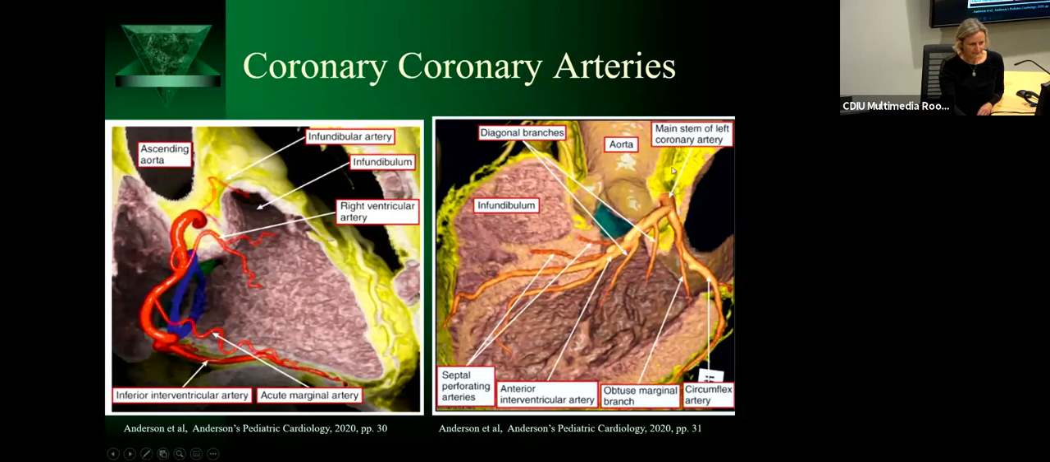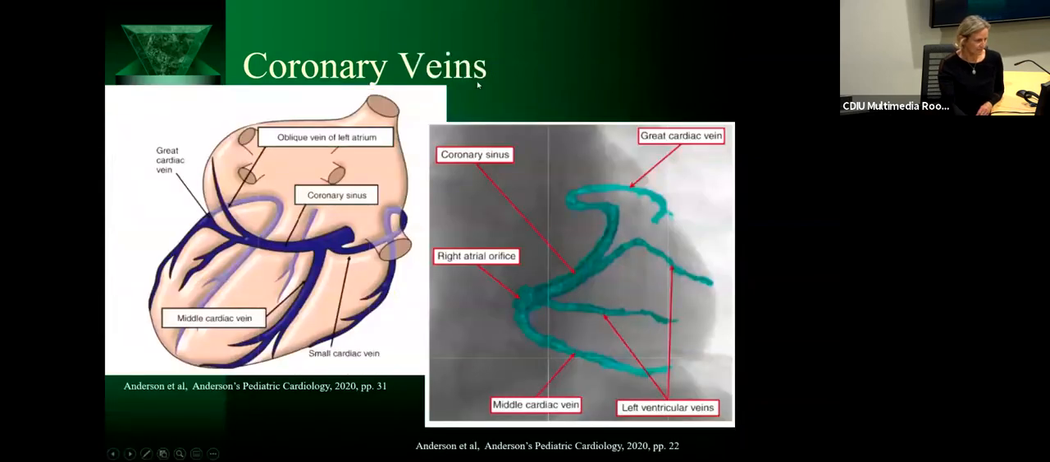And in the left coronary artery here, we see the left main, and we see here the anterior descending and the circumflex going round. So if you have a blockage here, then we're going to have a lateral MI. If we have a blockage in the anterior descending, then we're going to have an anterior MI or septal MI.